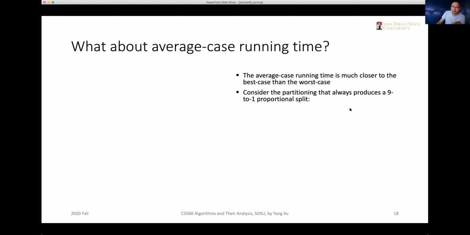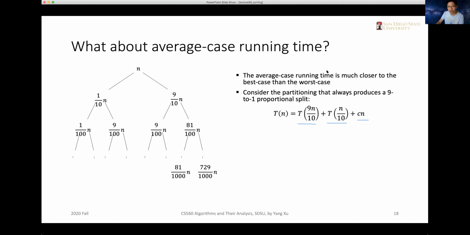So, for example, consider a partitioning that always produces a 9-to-1 proportional split. In each partitioning, we always split the input sequence into 9/10 of the original length and 1/10 of the original length, plus some linear time. So it could result in this recursion tree, right?